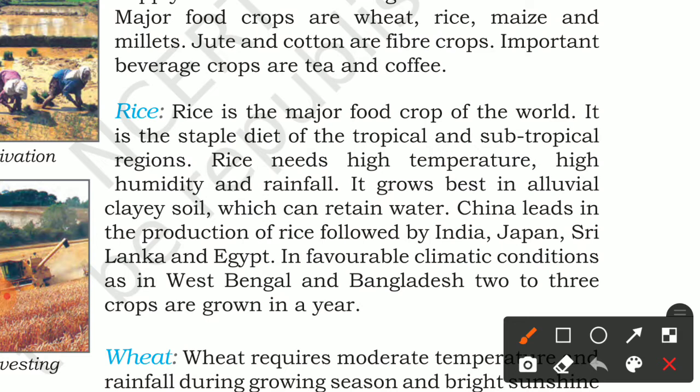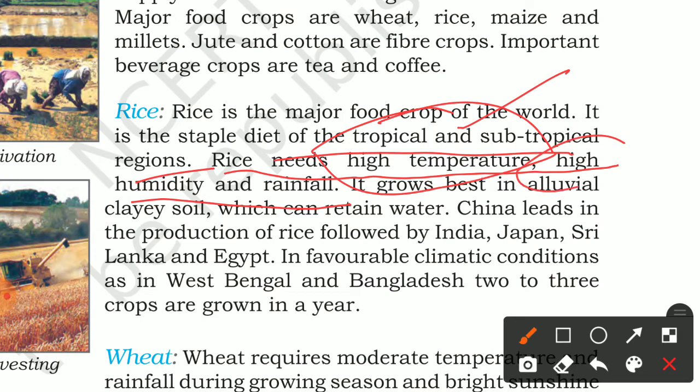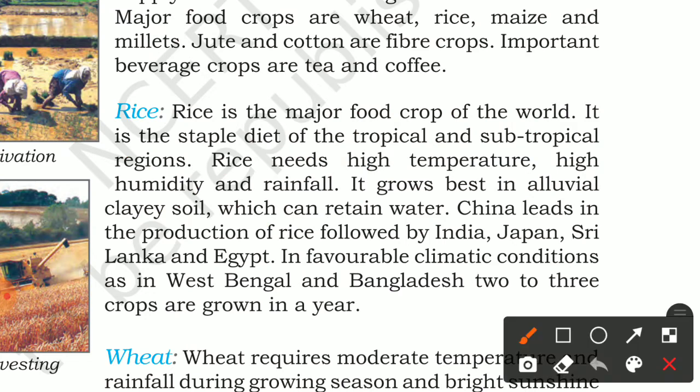Rice is the major crop of the world, as you know. If I don't eat rice in a single day, my food is not fulfilled. It is the staple diet of tropical and subtropical regions. Rice needs high temperature, high humidity, and high rainfall. It grows best in alluvial clay soil.